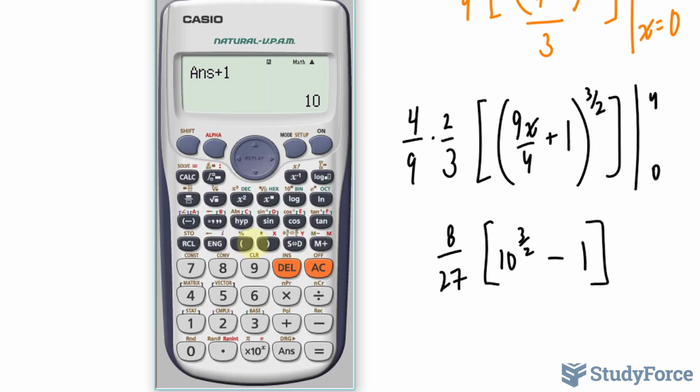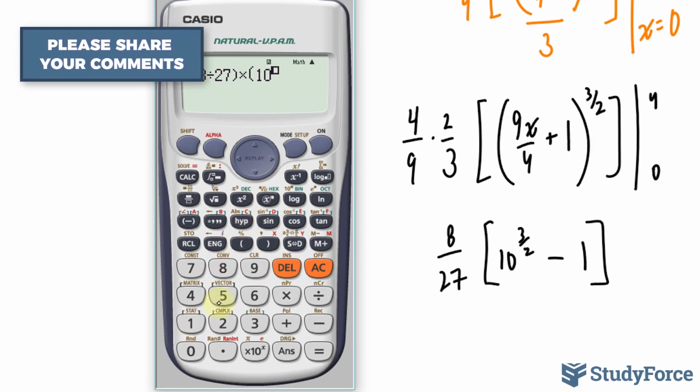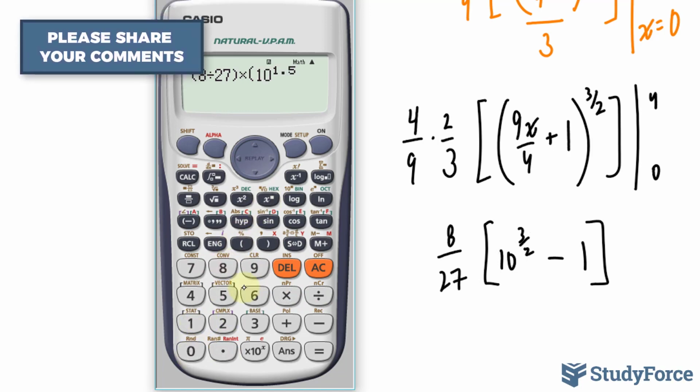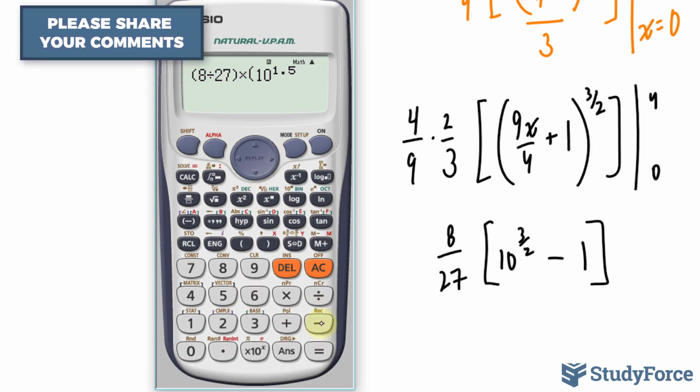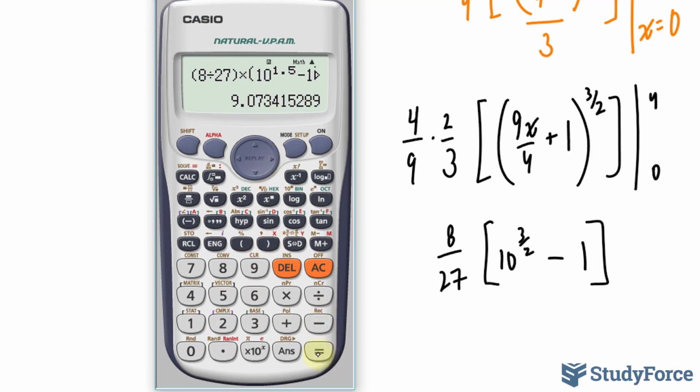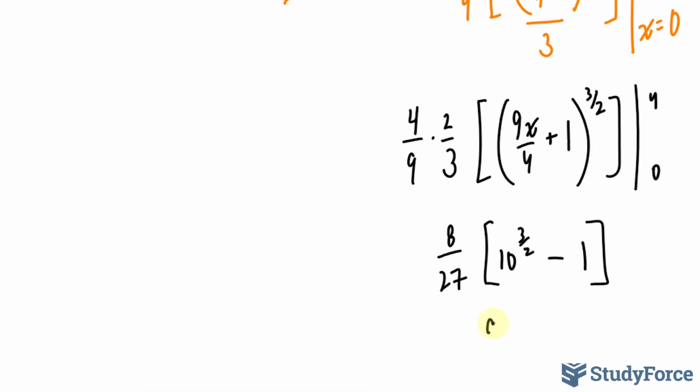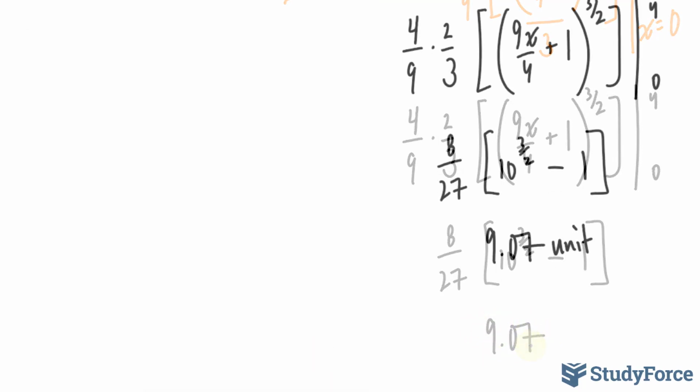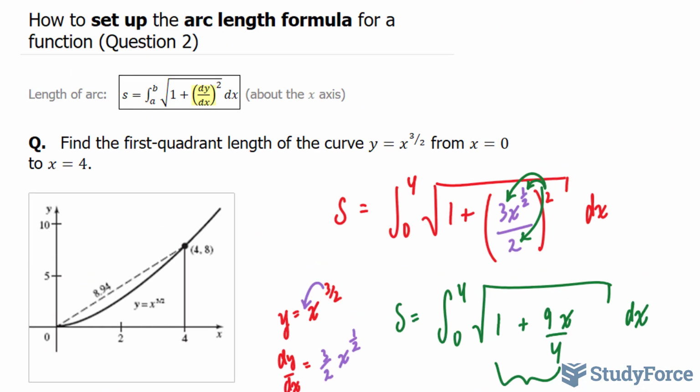Let's use our calculator and do this all in one shot. 8 over 27 times 10 to the power of 1.5, which is equivalent to 3 over 2, minus 1. This gives us a length of 9.07. There you have it. That is how to set up and find the arc length of a function.